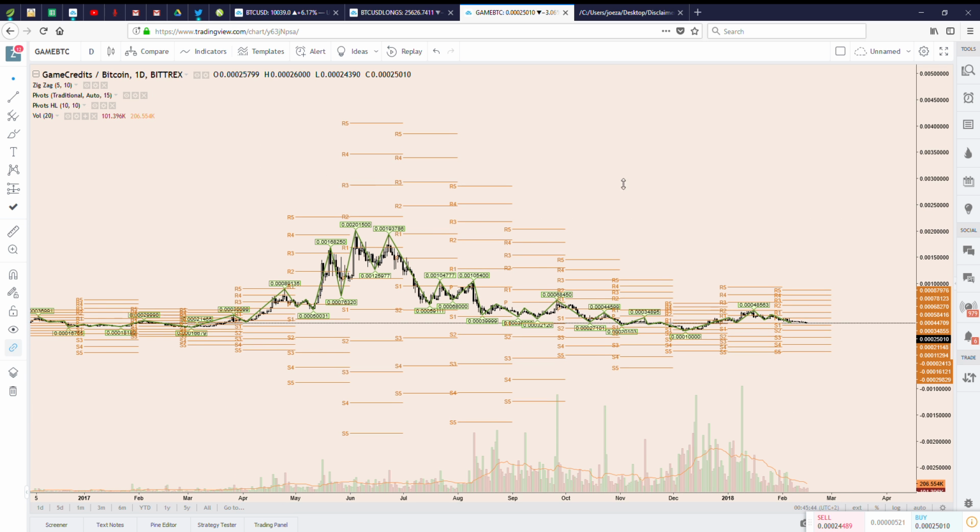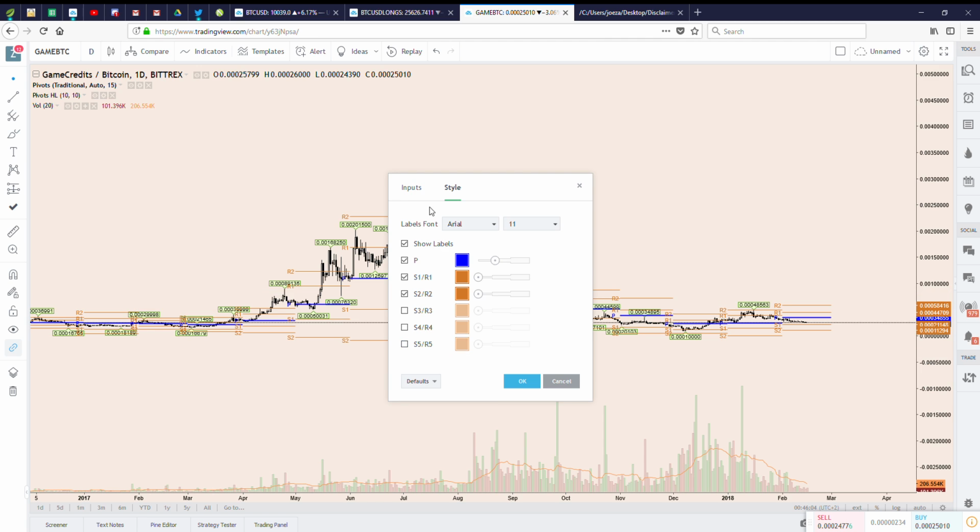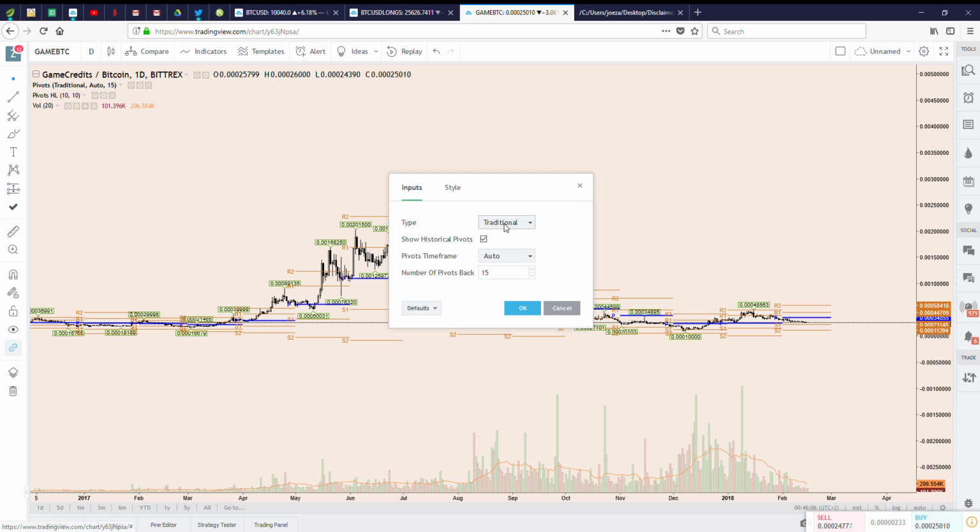The minute that the swing trading comes up, this just looks like a mess. I remove the zigzags, and then on the pivot settings, I make the pivots blue. I make the lines a little bit thick on the pivots, and then I remove support and resistance like that. And then the inputs, I like keeping it on traditional. You guys can test it out. There is Fibonacci as well, but I like the traditional.